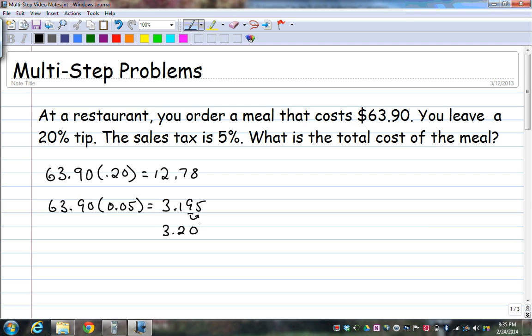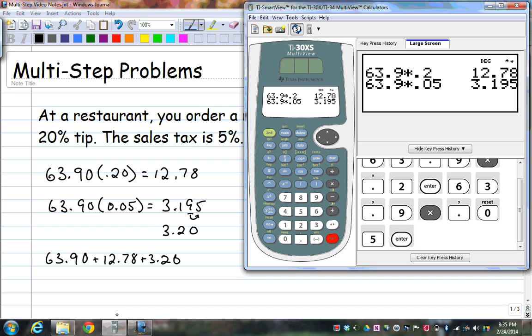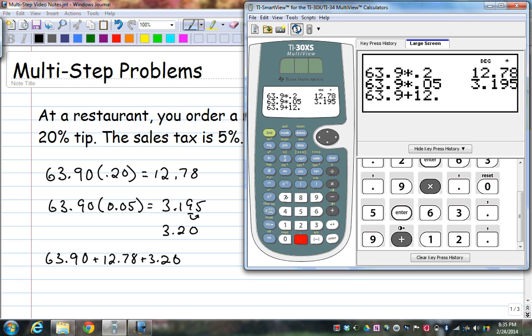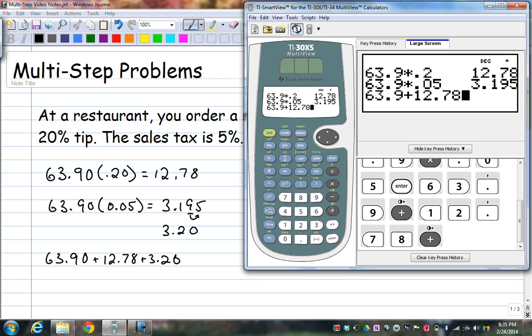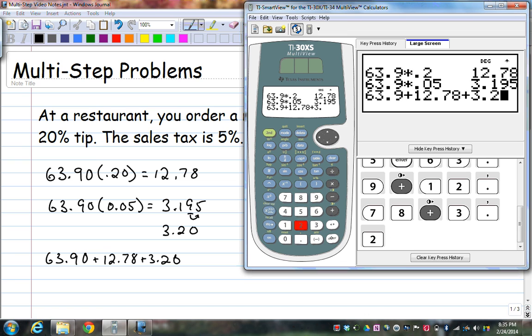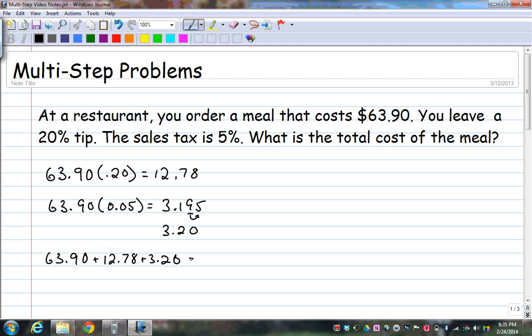$3.20. And then what I would do finally is take 63.90 plus 12.78 plus 3.20. So I would take 63.9 plus 12.78 plus 3.2, and I get $79.88. $79.88 is my total bill.